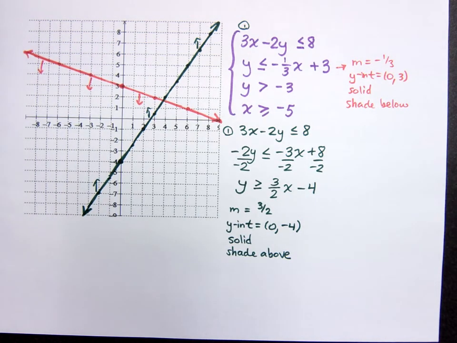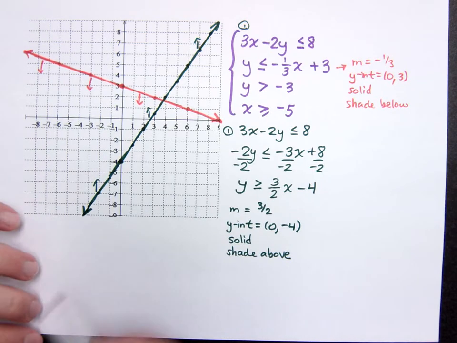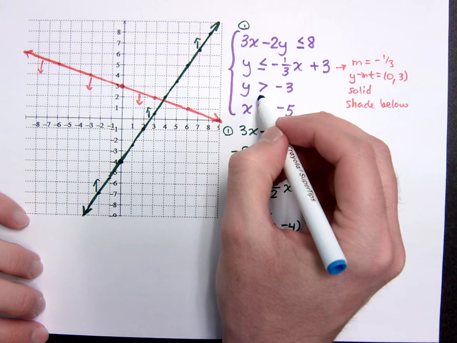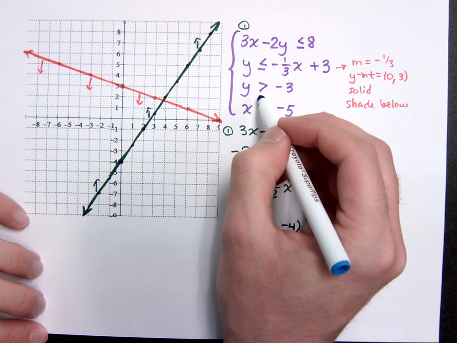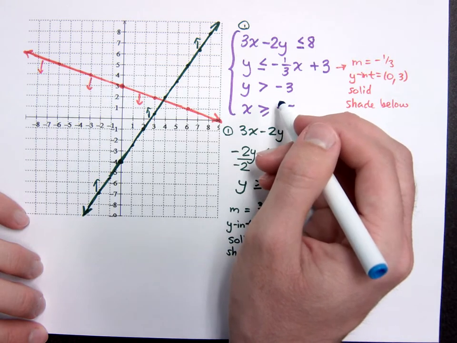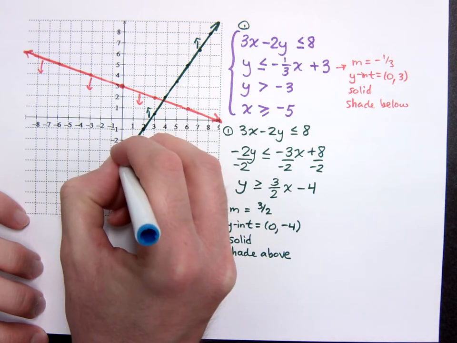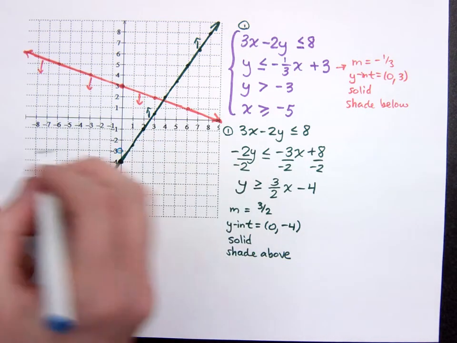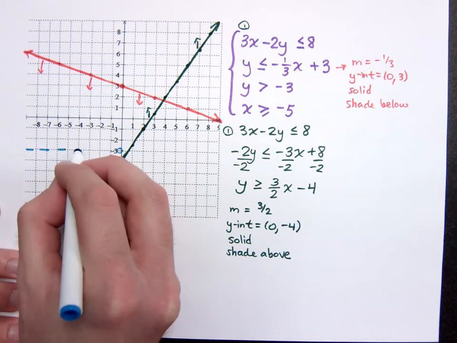How would you graph the other ones? How would you graph y is greater than negative 3? What kind of line is this? Horizontal, going through negative 3. And it's going to be what kind of line? Dashed, which means when I go here at 0, negative 3, it's going to be an open circle. And so all the way across here is a dashed line.